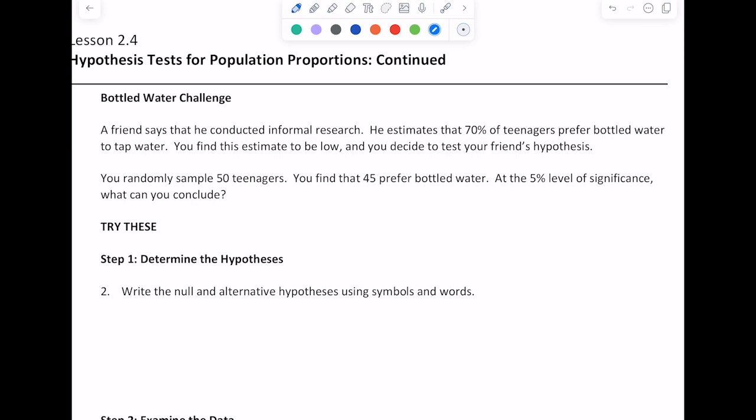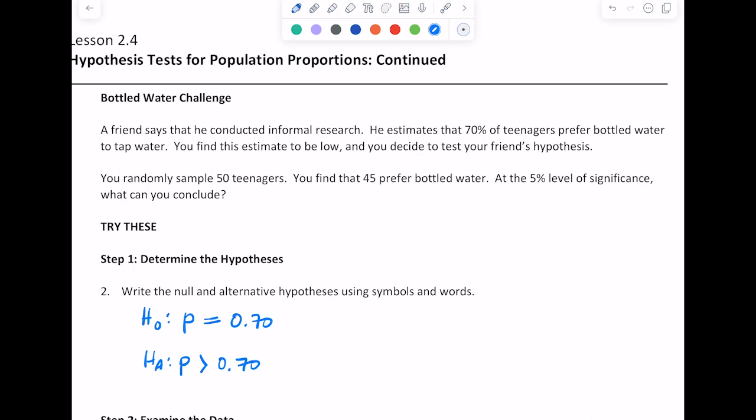So step 1 is to determine the hypotheses. We're going to write the null and the alternative. Remember, the null and the alternative both use p because we're always interested in the population parameter. But the null, you only have one choice. It's got to be equal. And here it's equal to the claim, and the claim is the 70%. You find the estimate to be low, so what would you think the alternative would be? If you find it to be low, you think it's actually greater than 0.70.